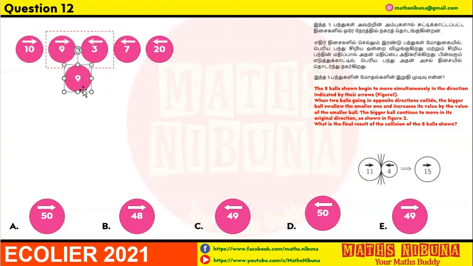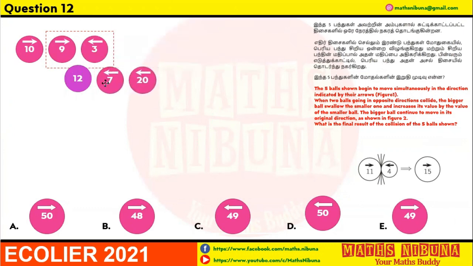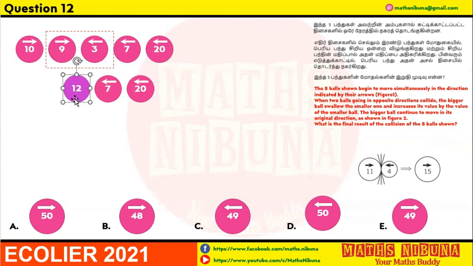So when they collide, what will happen? 9 will swallow 3. 9 will eat 3, and this becomes 12. The other balls are still moving in the same direction. These two balls will move this direction. The 10 also moves this direction. And now 12, we have to decide where the 12 will move. Because previously 9 was going to the right, so now 12 will go to the right.